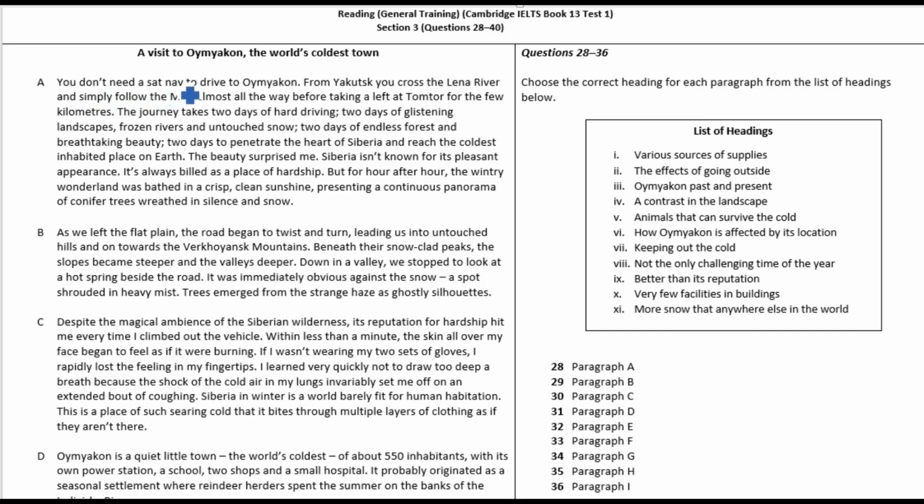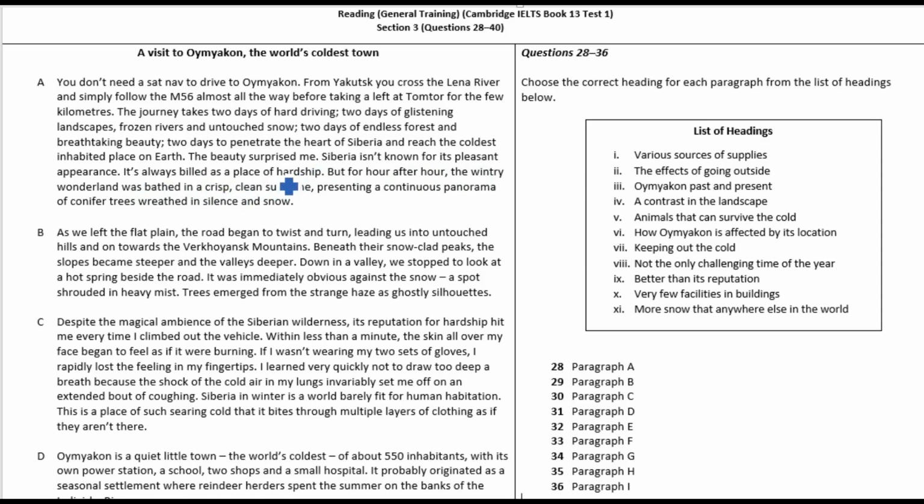You don't need a sat-nav to drive to this place. From something you cross a river. The journey takes 2 days of hard driving. Landscapes, frozen rivers, untouched snows, forest, beauty, penetrate the heart of Siberia, reach the coldest inhabited place on earth. The beauty surprised me. It isn't known for its pleasant appearance. It's always billed as a place of hardship. But for hour after hour, it was bathed in crisp, clean sunshine.